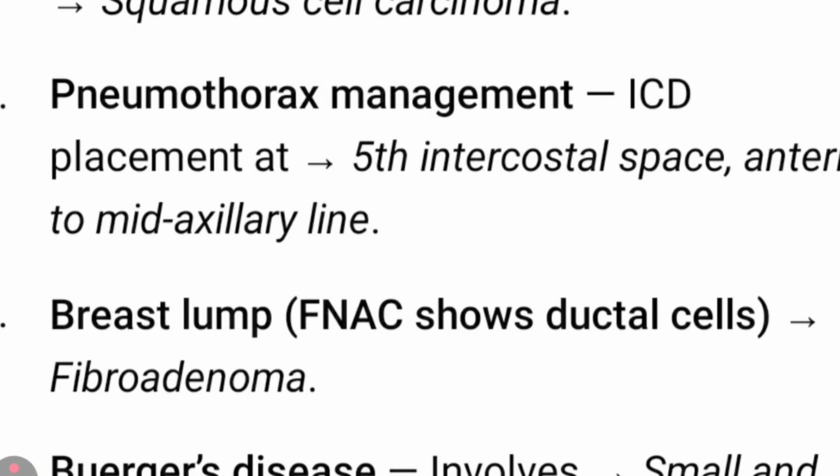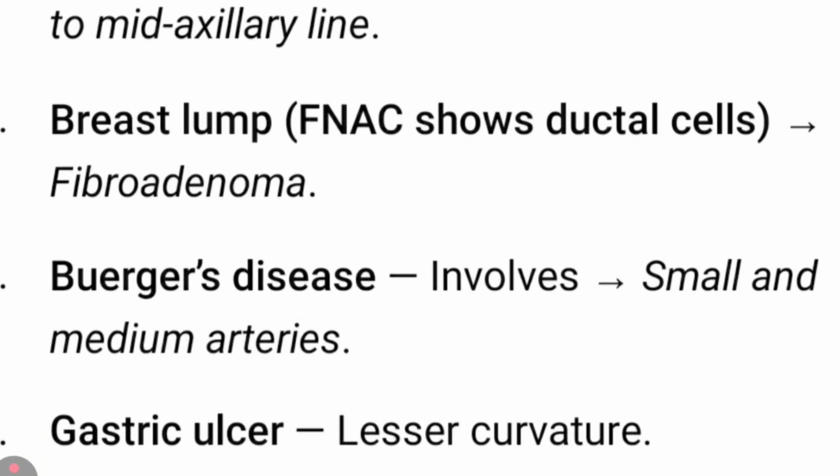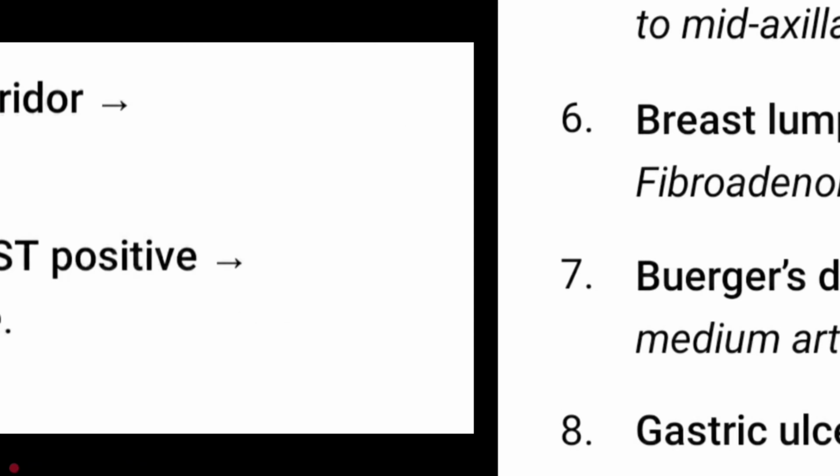Pneumothorax management: ICD placement at the fifth intercostal space, anterior to the mid axillary line. Breast lump: FNAC showing ductal cells is seen in fibroadenoma. Buerger's disease involves small and medium arteries but not large. Large vessel vasculitis is Takayasu or temporal arteritis. Gastric ulcer is most commonly seen in the lesser curvature.